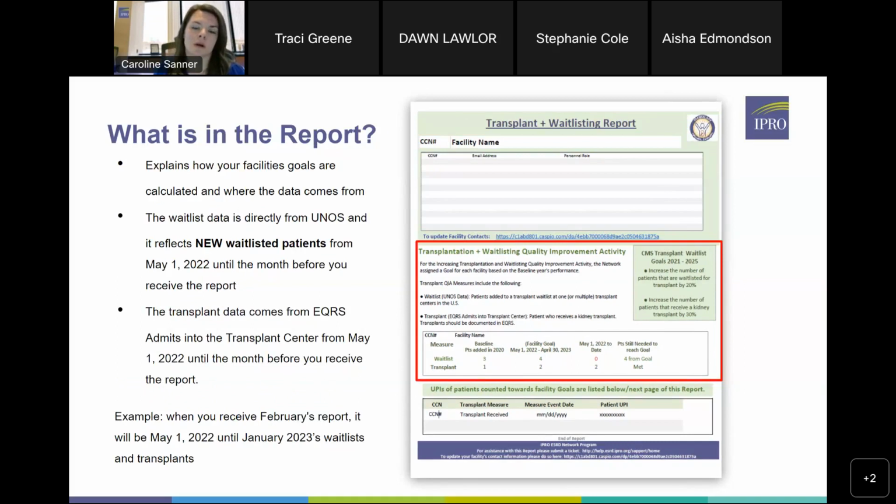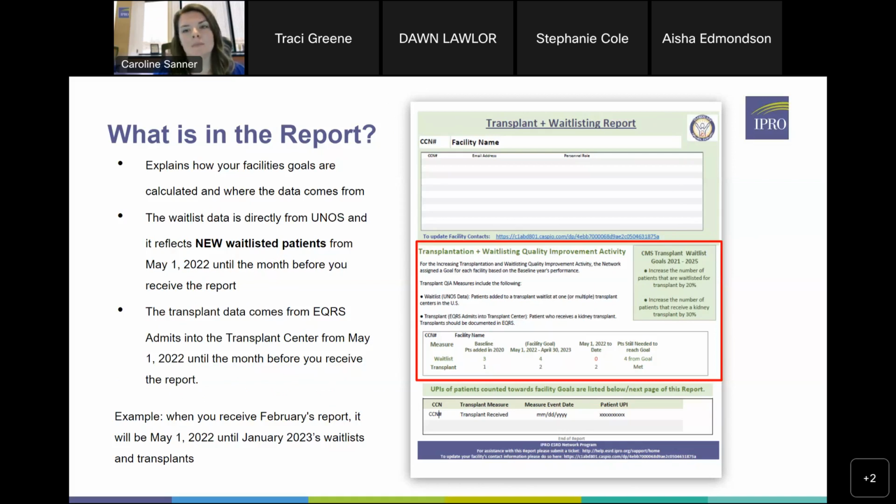So what's in the report? For the transplant and waitlisting report, the section highlighted in red explains how your facility goals are calculated and where the data comes from. The waitlist data is directly from UNOS, and it reflects any new waitlisted patients from May 1st of 2022 until the month before you receive the report. And I gave an example at the bottom, and I'll talk through that. The transplant data comes from EQRS admits into transplant centers. Again, it's from May 1st, 2022 until the month before you receive the report.